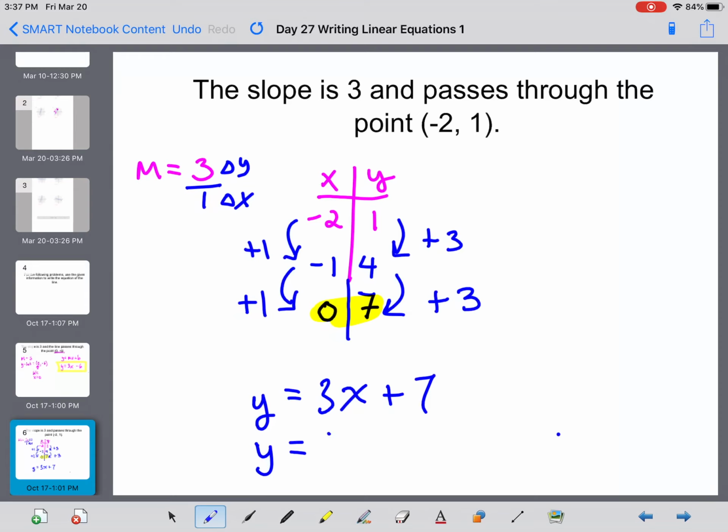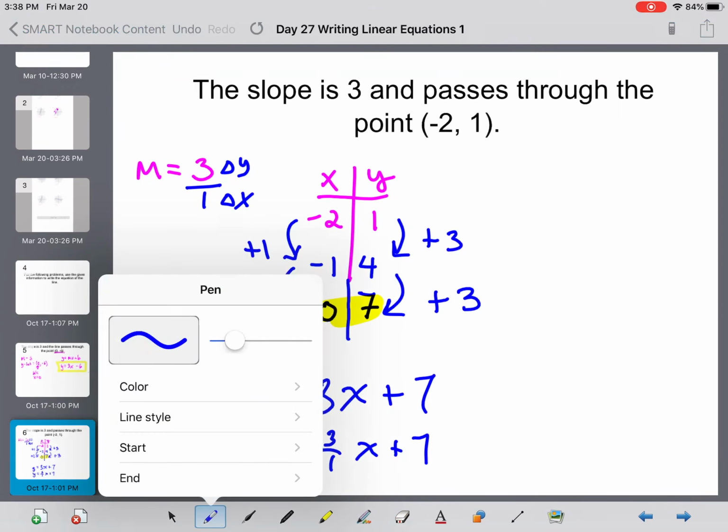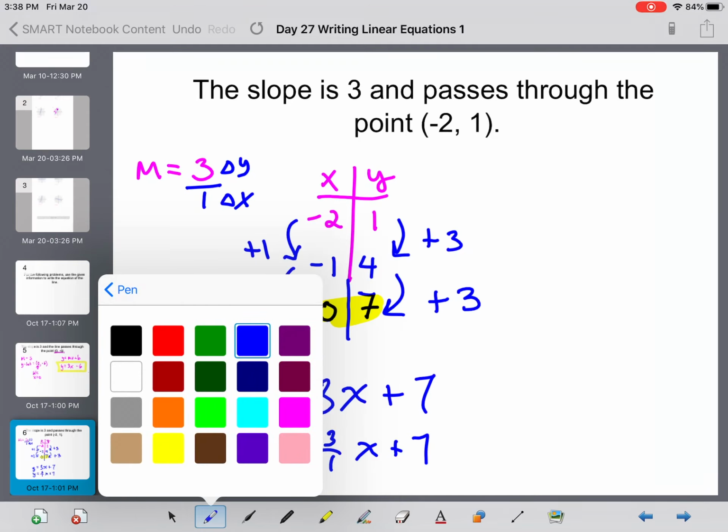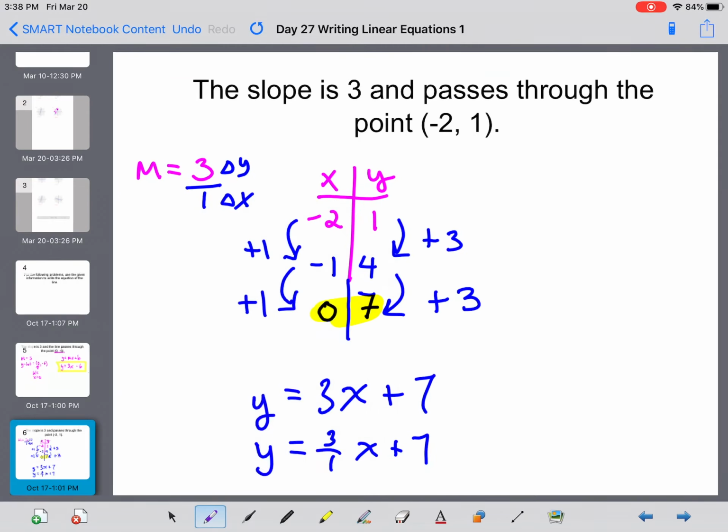Some folks might want to write this as 3/1x plus 7. That is totally fine. It means the exact same thing, and visually I think that's a little bit nicer because now you can really see what your rise is and what your run is. If you would like an alternative approach to solving this one, if you want more of an algebra technique, I'll show that to you over here off to the side.